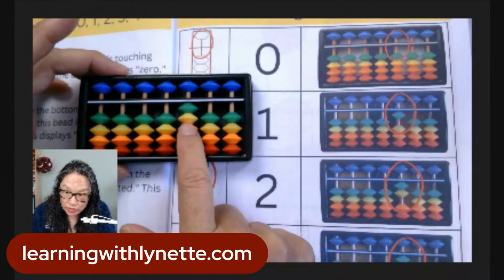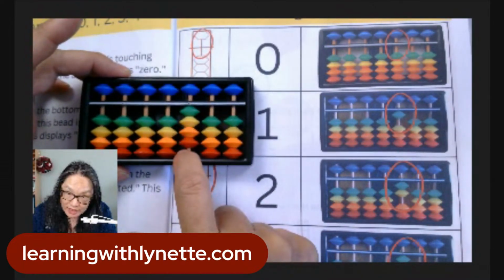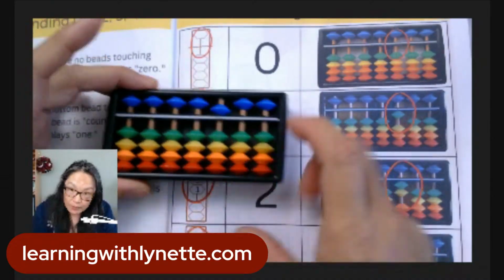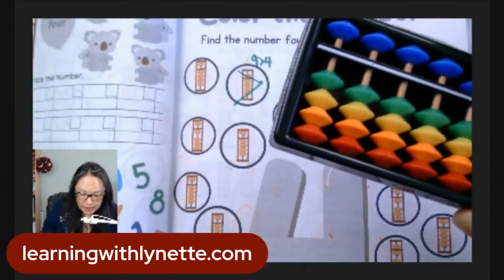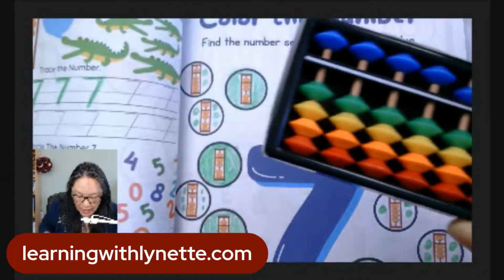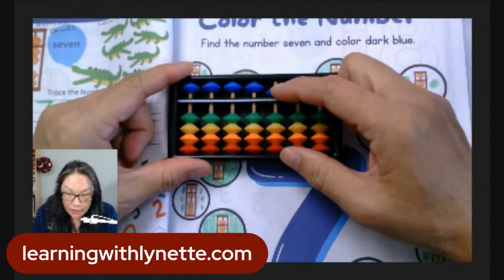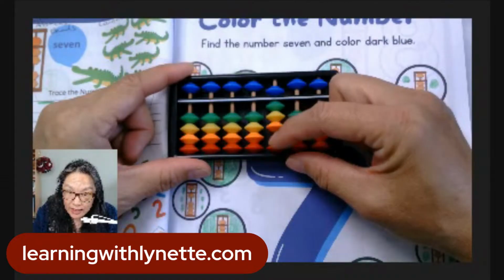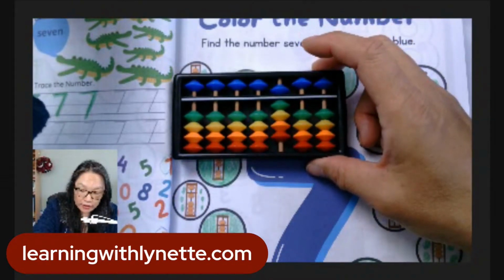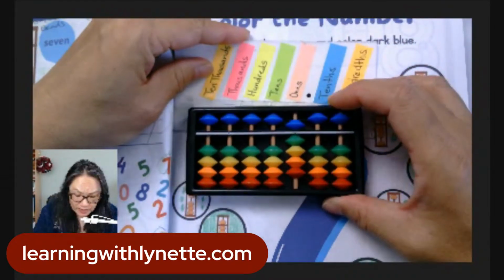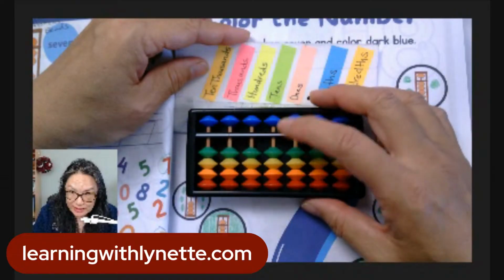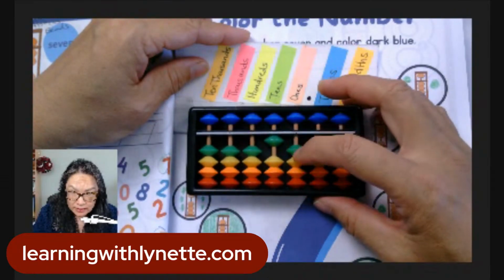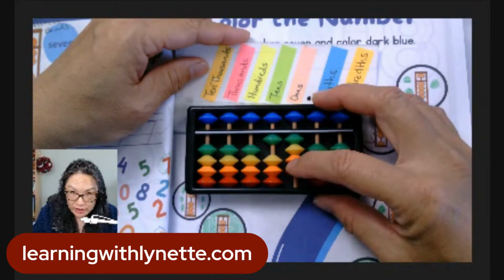We have one, two, three, four. All the lower beads have a value of four. So then the top bead is five. Because the top bead is five, then we can go into making seven. So how do we do six? We have five, and then six, seven, eight, nine. And if you look, every column is a place value. So we have 10, right? 10, 11, 12, 13, 14.